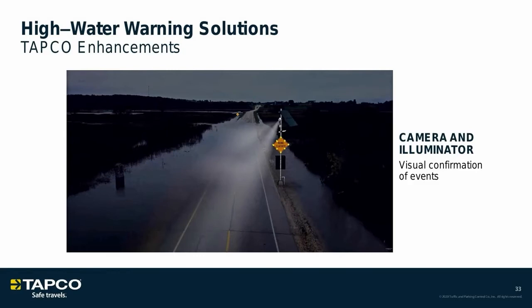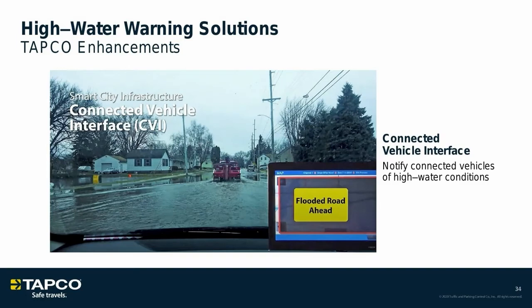We can also do connected vehicle. Any of our systems that are in the field now or going up are going to be CVI ready. Anybody in the city looking at smart vehicles and connected vehicle interfaces, all the TAPCO systems have the ability to do this. Specifically for a high water system, as soon as the system is tripped, we can activate our CVI interface, which then will tell a vehicle or an app that the road is flooded ahead. Again, just another option when it comes to alerting drivers.